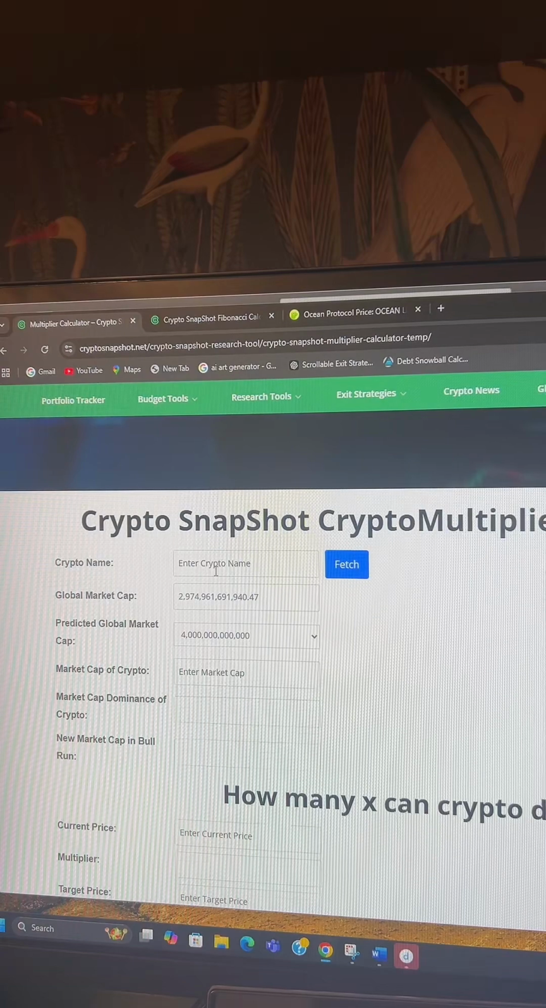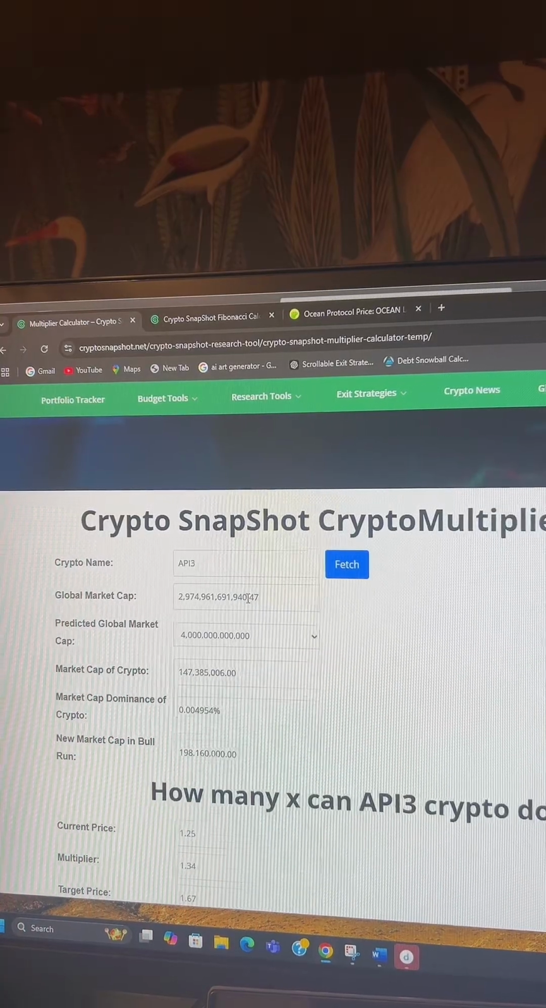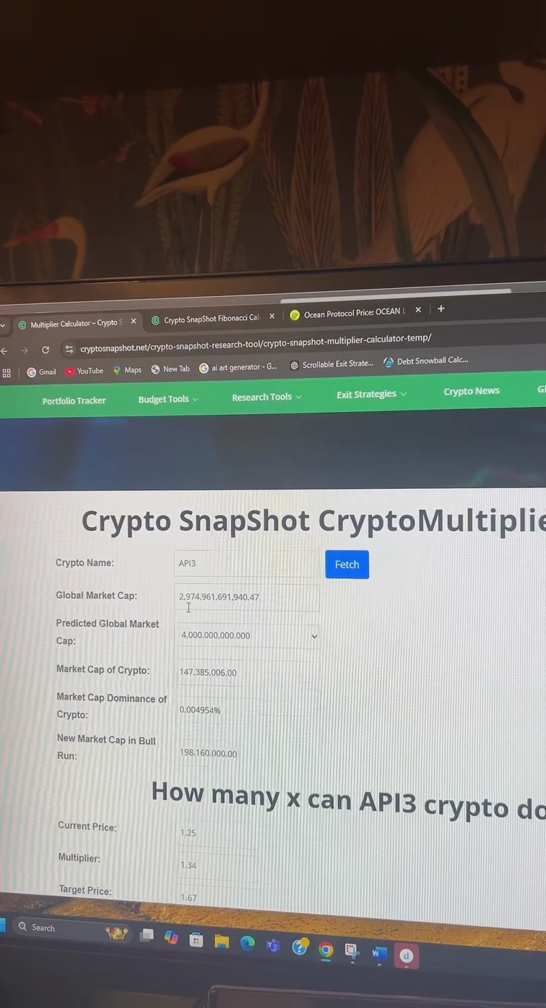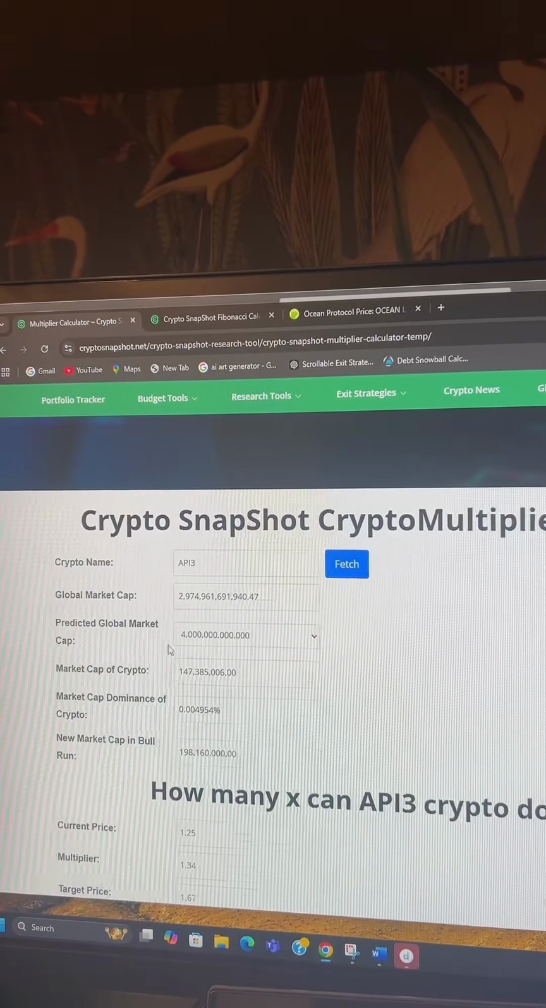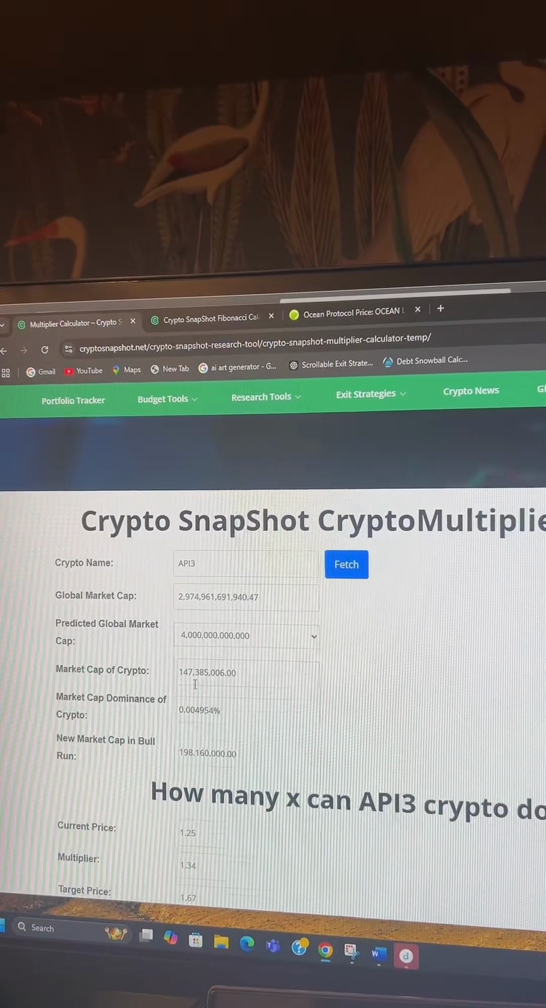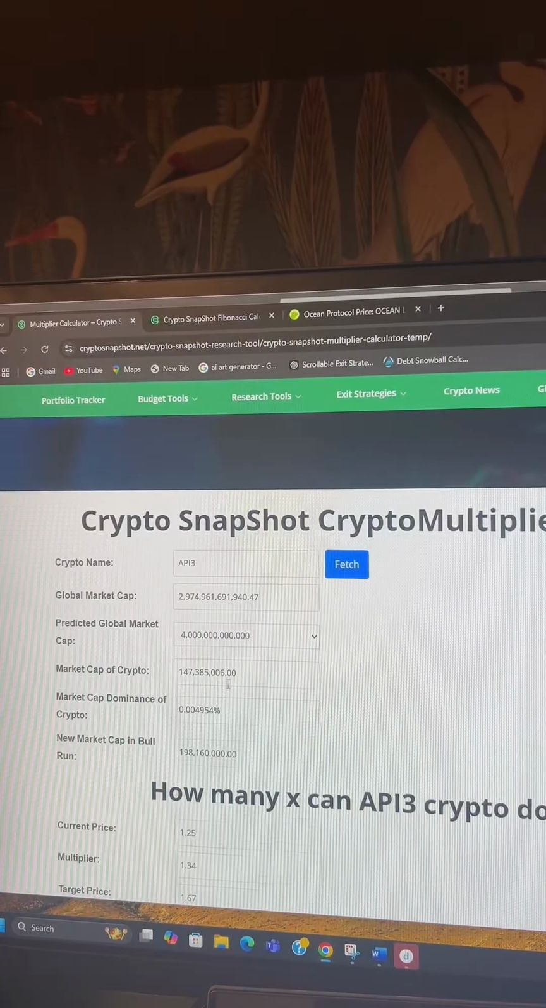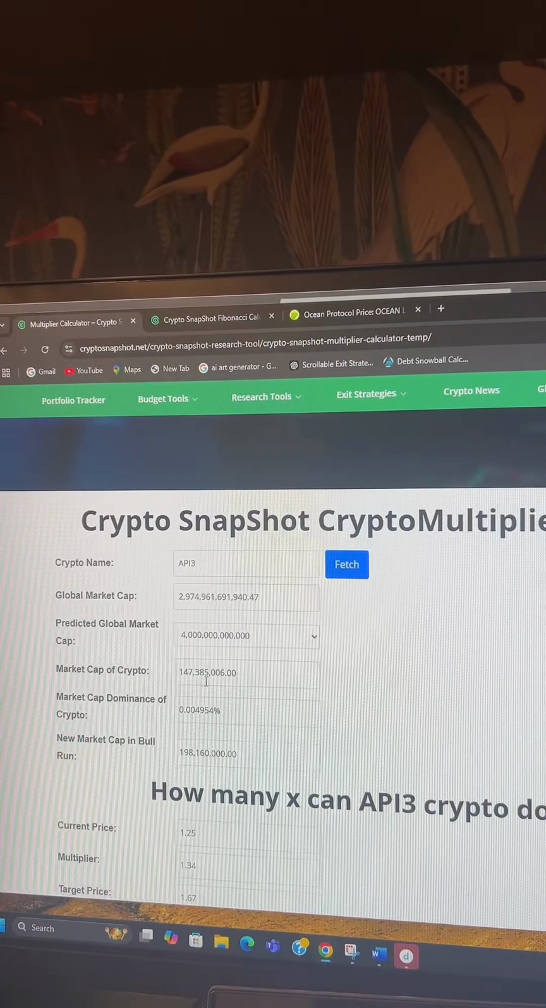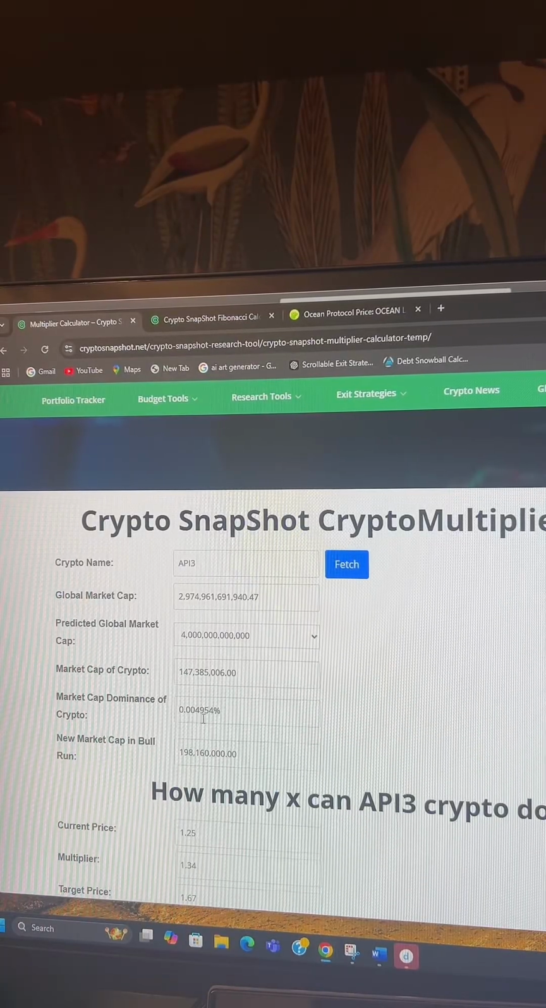So we're going to type in API3, and we're going to fetch. Okay, global market cap is $2.974 trillion. The market cap of API3 is $147 million. 147 million is 0.004954% of 2.9 trillion. So this is its market cap dominance, 0.004.